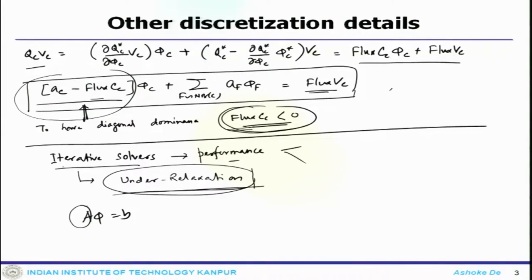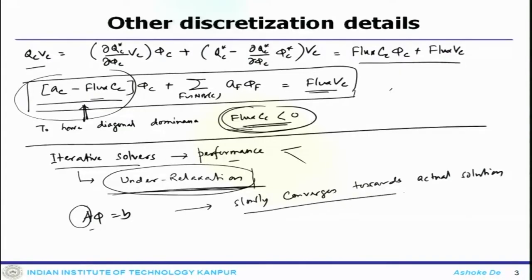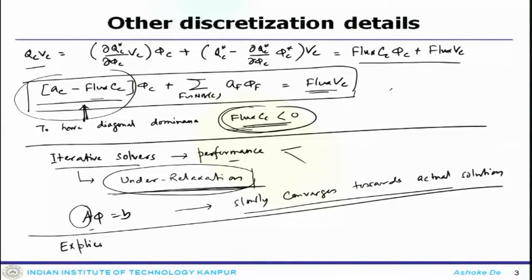Now, one more thing that people do, and it is heavily used in CFD codes, or rather the codes which depend on the finite volume approach, is that along with the iterative solvers, they use under-relaxation. What it effectively does is reduce the stiffness of the system, and the solution slowly converges towards the actual solution. So that is why it becomes very important. Now, since it is important, we can see how we do this for such a system. For example, we can start with explicit under-relaxation.